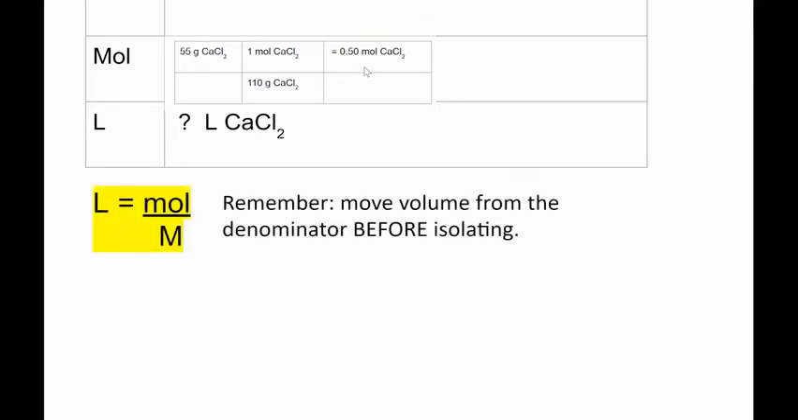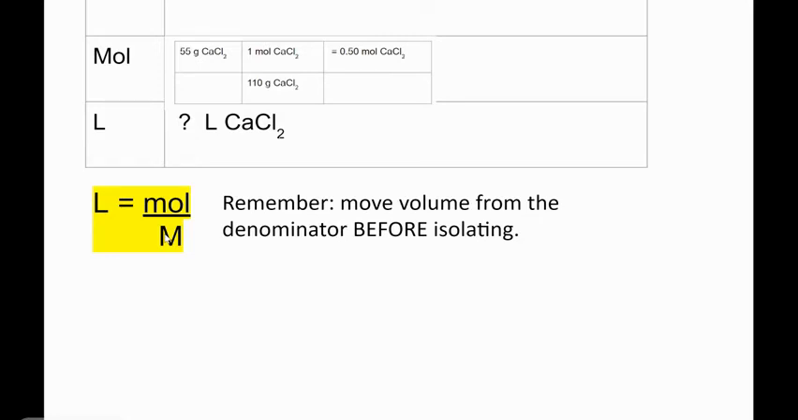We need to rearrange the equation first, though, and this equation was tricky to rearrange. Remember that since molarity is moles over liters, and liters was in the denominator, you have to move it to the numerator before you can isolate it. So your final rearranged equation should be liters is equal to moles divided by molarity.